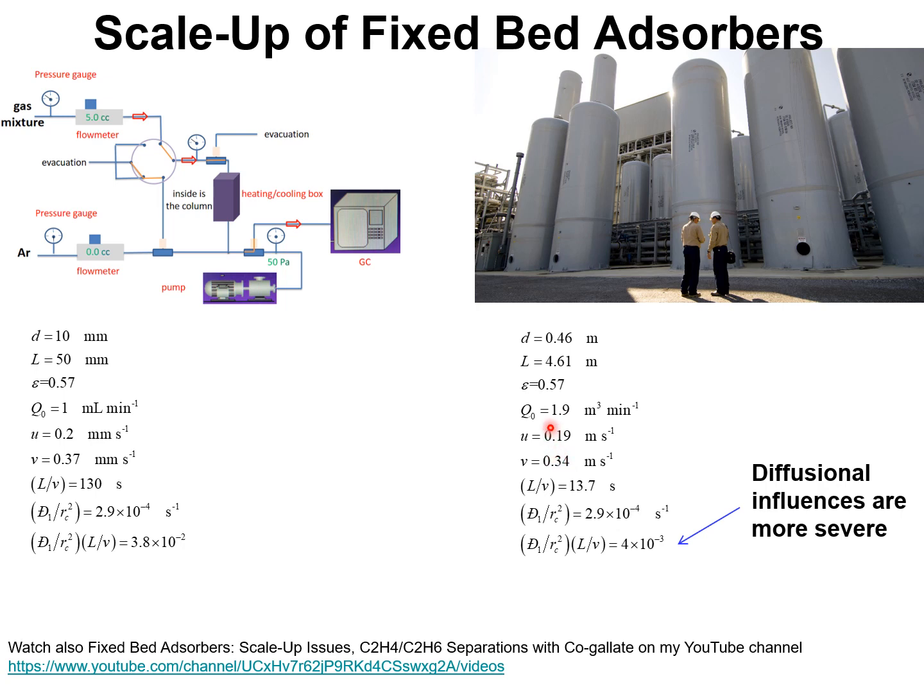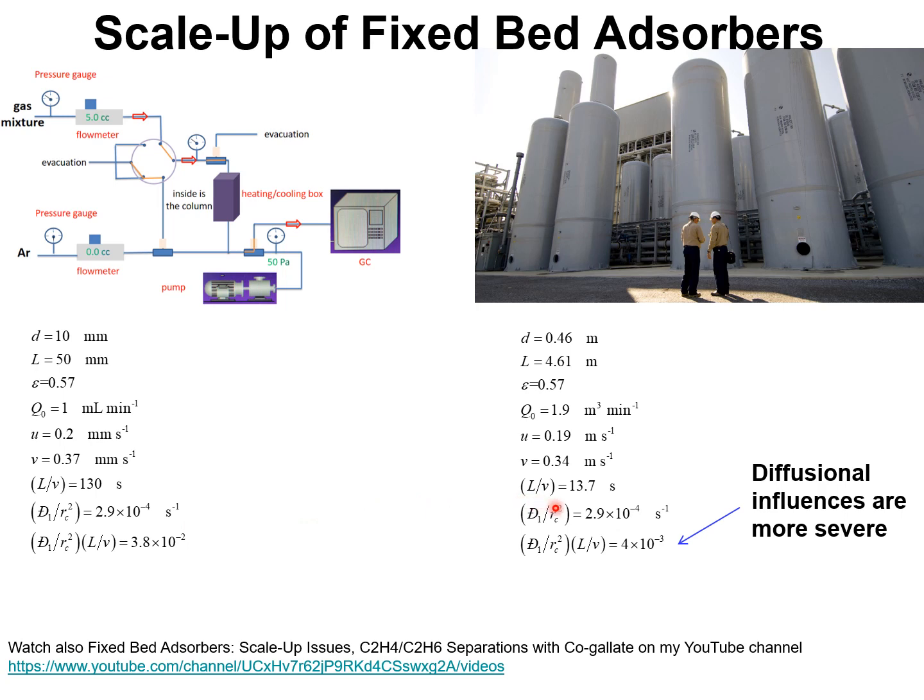However, in industrial units, the superficial gas velocity may be significantly higher, about a factor 1,000 higher than in the laboratory scale unit, which means that the contact time between the gas mixture and the pellets or crystals may be an order of magnitude smaller in the industrial fixed bed adsorber than in the laboratory scale unit.